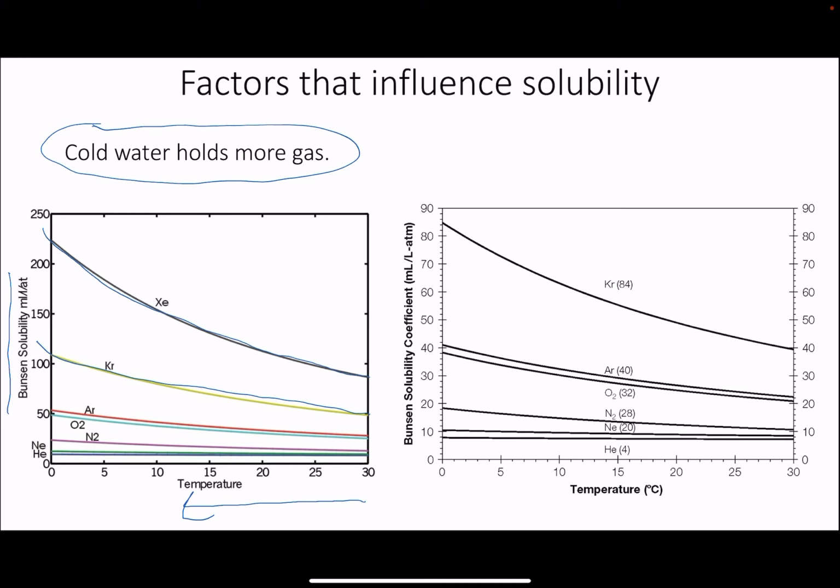And the plot on the right is the exact same data, but now zoomed in on the lower part of the scale, because krypton and xenon are so much higher than the other gases. But it holds true for all these gases, argon, oxygen, N2. As you go to lower temperatures and it gets colder, the solubility is higher because that colder water is capable of holding more gas.